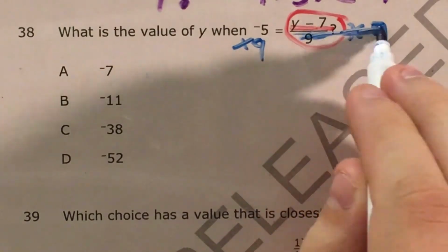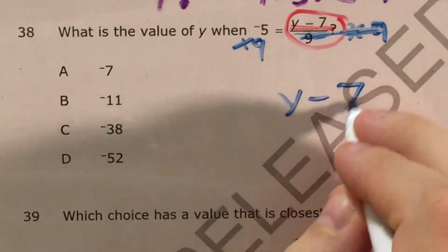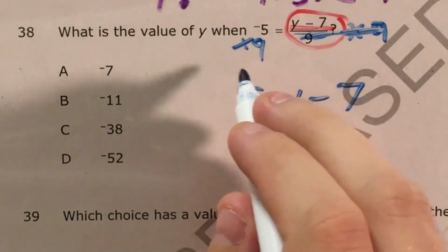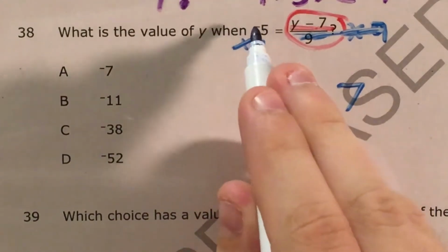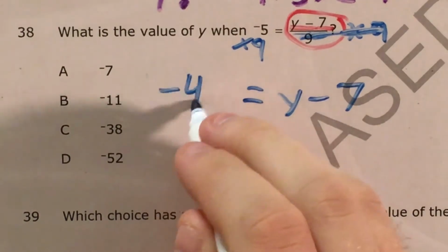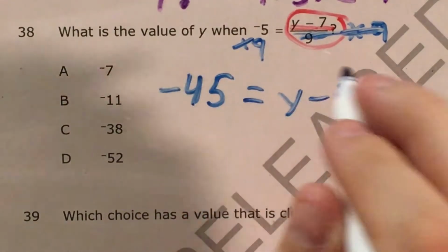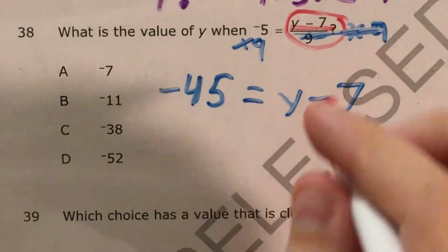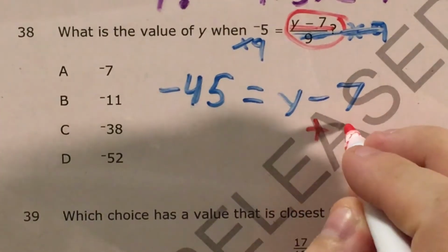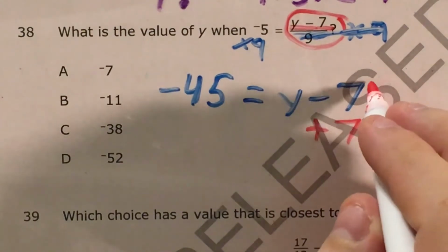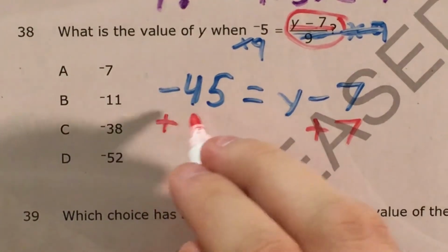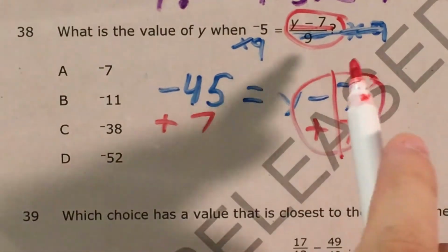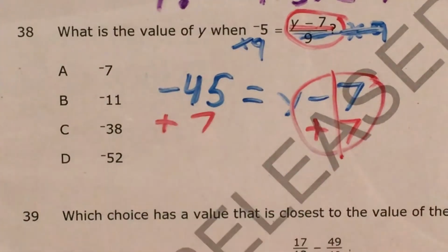Dividing by 9 and multiplying by 9 go away. So I know that y minus 7, whatever y is, when I subtract 7 from it, equals negative 5 times positive 9, which is negative 45. So something minus 7 equals negative 45, and to get there, I have to add 7. I see minus 7, I have to add 7. I add 7 to the left side as well. I'm doing the same thing to both sides and being fair. Minus 7 and plus 7 go away.